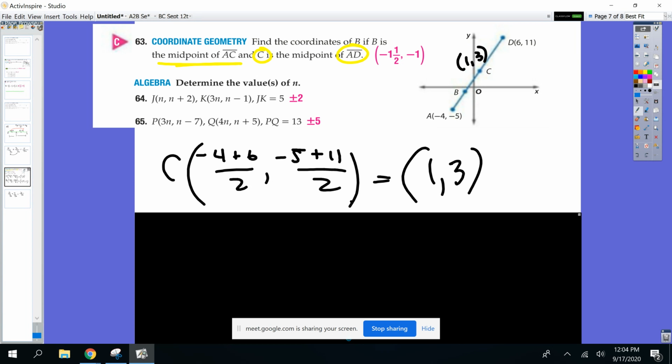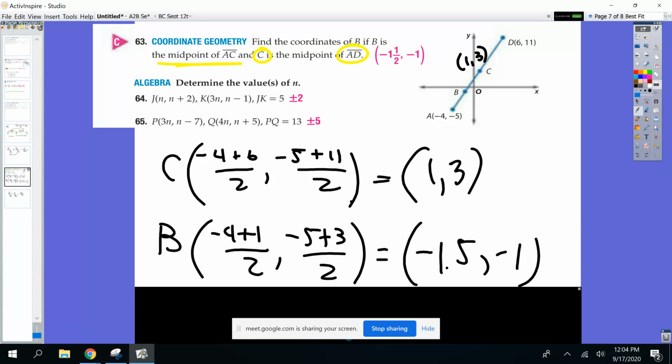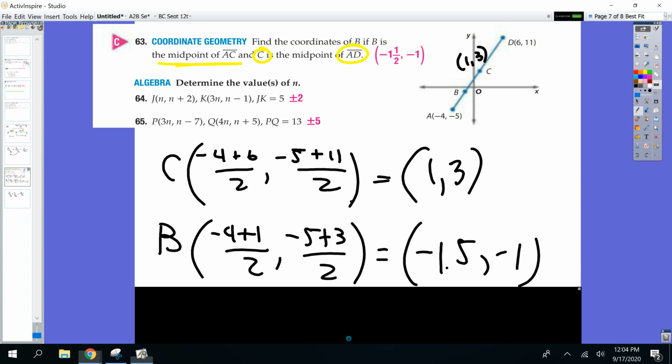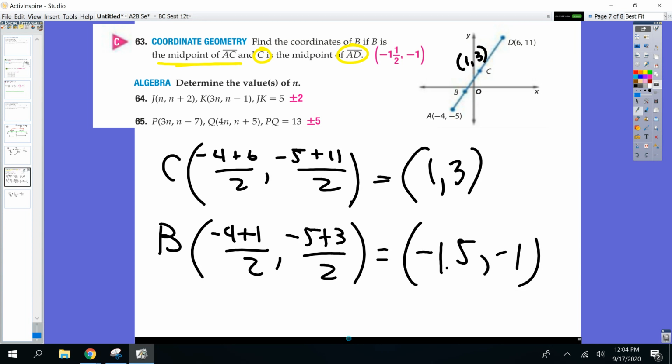Everybody good? Then at the beginning of the problem, it said B is the midpoint of AC. So B is in the middle, so I used the midpoint formula again, using points A and C. So I had to do the midpoint formula twice: once using points A and D, the second time using points A and my new C that I just found. Good deal? Okay.